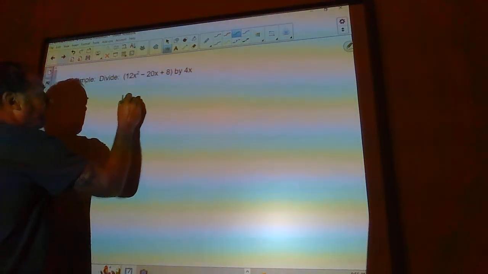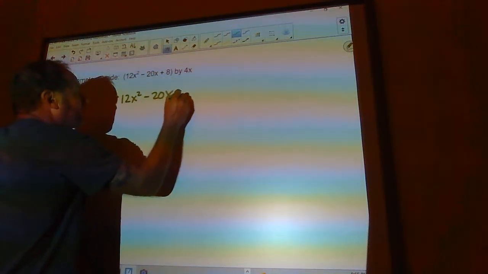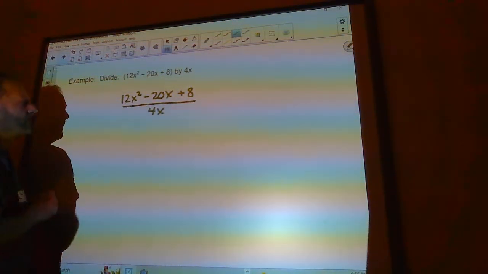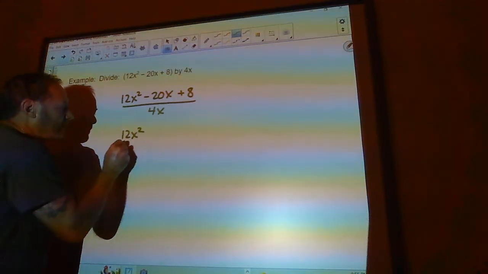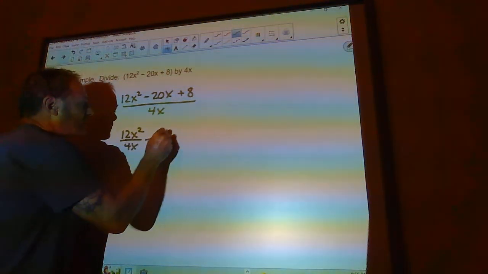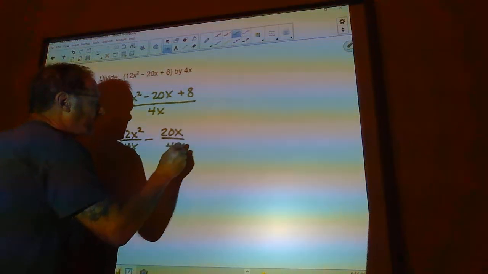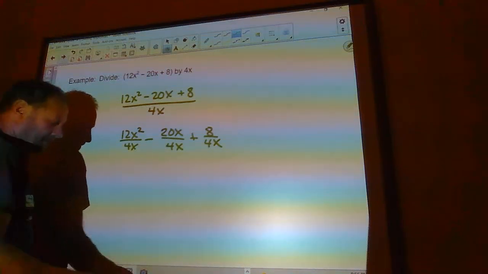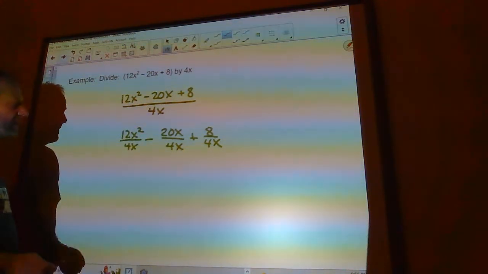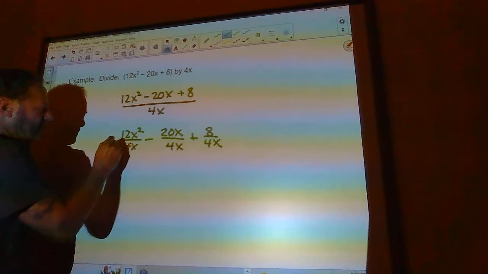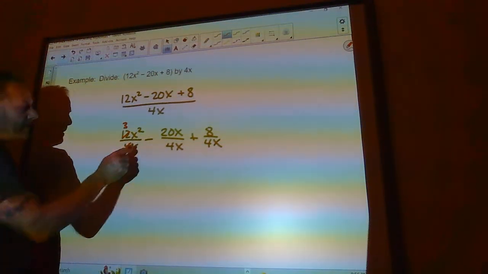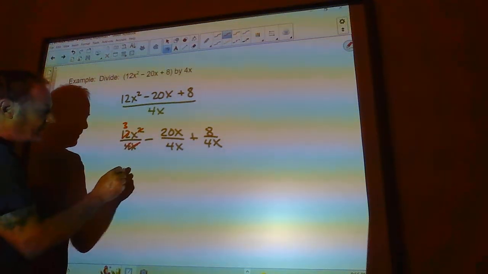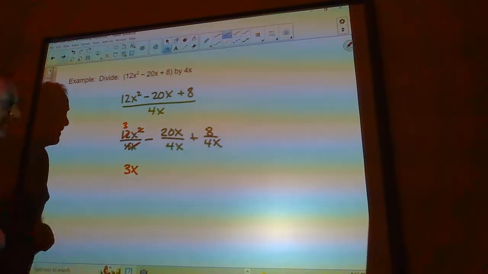Okay, so this would be 12x squared minus 20x plus 8 divided by 4x. Okay, so this is going to be 12x squared over 4x minus 20x over 4x plus 8 over 4x. Okay, so let's start canceling stuff that we can cancel. So 4 will cancel with the 12 and leaves you with a 3 up here. The x will cancel one of those x's. And so this term right here is just left with 3x on top and a 1 on the bottom.